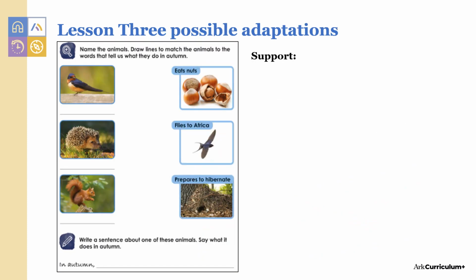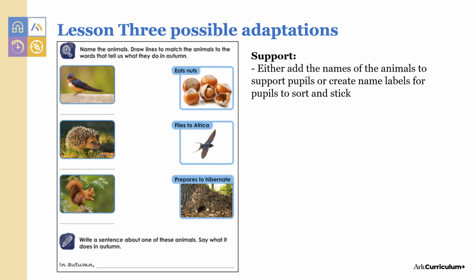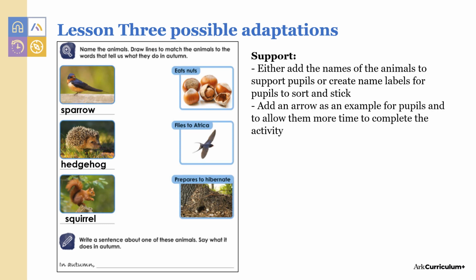In Lesson 3, pupils are asked to name the animals on the left, then draw lines to match the animal to the words that tell us what they do in autumn. To support pupils, either add the names of the animals or create name labels for pupils to sort and stick. You could add an arrow as an example for pupils and to allow them more time to complete the activity.